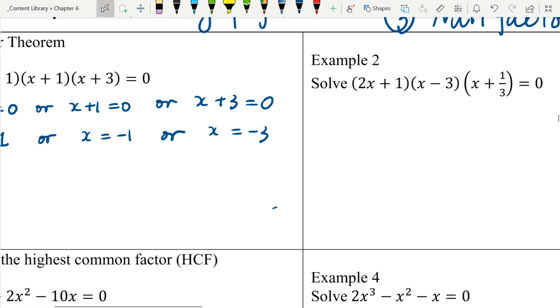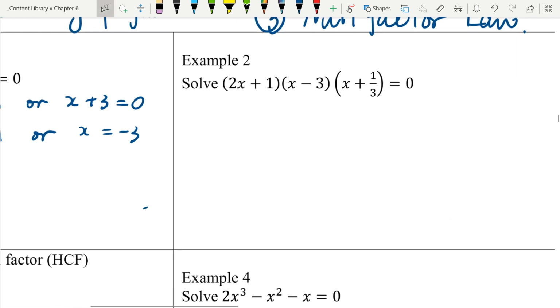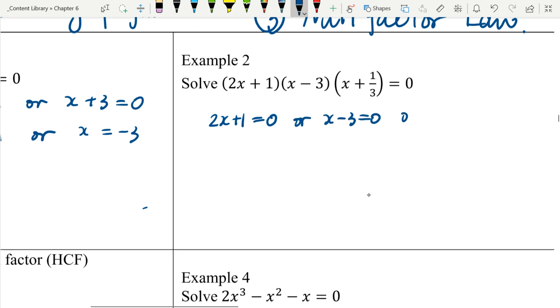So if you look at example 2, it's still in a factorized form, still one side equals to 0, and we can still use null factor law directly. So it's either 2x plus 1 equals to 0, or x minus 3 equals to 0, or x plus a third equals to 0. Okay, so any of these brackets equals to 0. So x equals to minus a half, or x equals to 3, or x equals to minus a third.